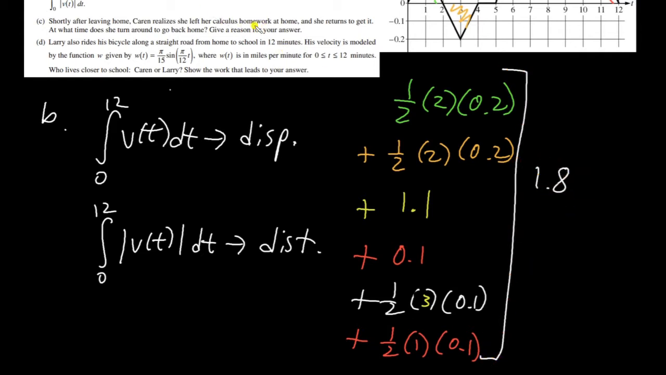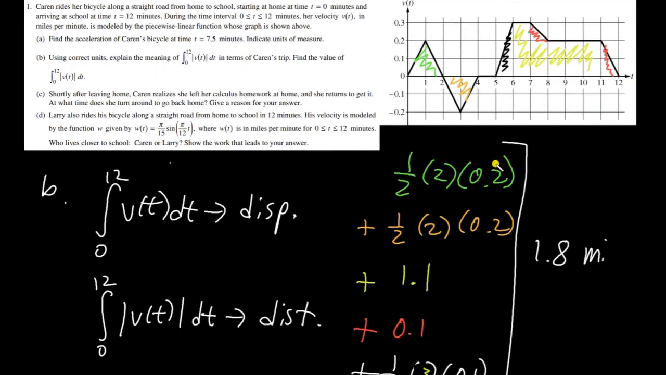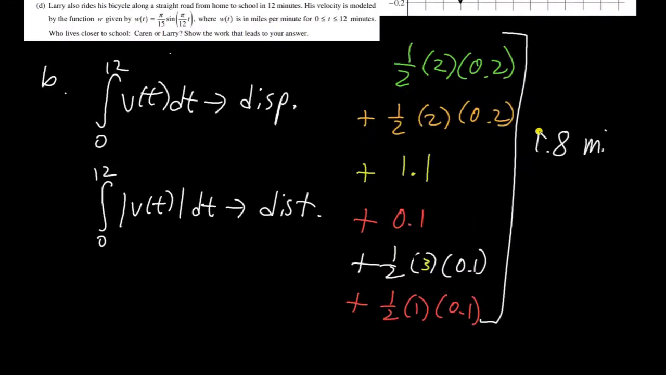And we want to know the distance that she traveled, so that's going to be in miles, right? Because remember, our units for velocity were miles per minute. So her distance is going to be measured in miles. Okay, so 1.8 miles. There's your answer. And this was a 2-point question. 1 point for the explanation that this is the distance from 0 to 12, and this second point for your answer.